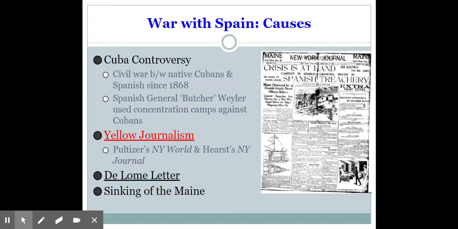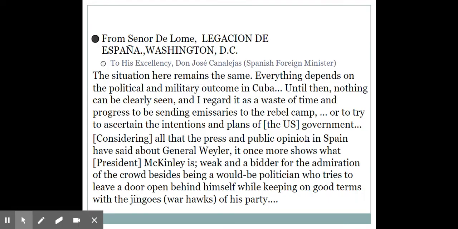And it was seen as such a slap in the face to the American people, especially in the fact that it is very negative towards the president of that time, William McKinley. So you can see it reads, the situation here remains the same. Everything depends on the political and military outcome in Cuba. Until then, nothing can be clearly seen, and I regard it as a waste of time to progress to be sending emissaries to the rebel camp or to try to ascertain the intentions and plans of the US government. Considering all the press and public opinion in Spain have said about General Weyler, it once more shows what President McKinley is, weak and a bidder for the admiration of the crowd, besides being a would-be politician who tries to leave the door open behind him while keeping on good terms with the jingos of his party.